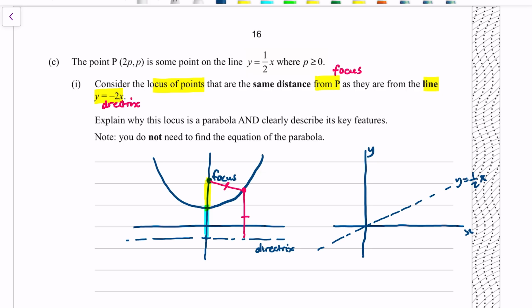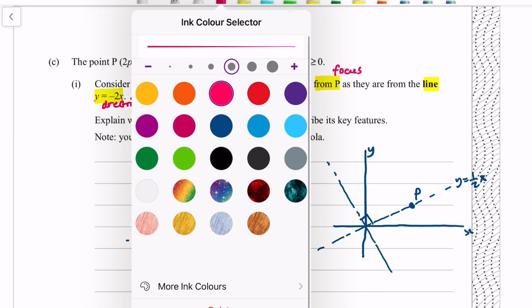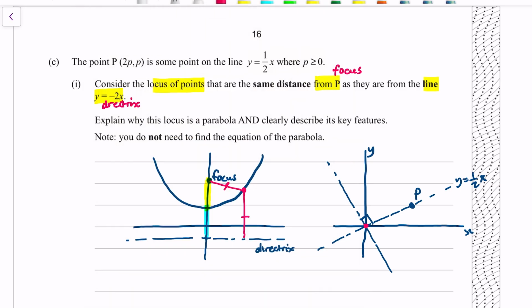And then the line y equals minus 2x is perpendicular to that axis of symmetry. Another feature. And the focus is some point P. The P is actually able to move because 2P depends on what the value of P is. So let's just put it there. There would be the focus. Halfway between the origin and that point would be the vertex. And then we would have a parabola that kind of opens up like that.